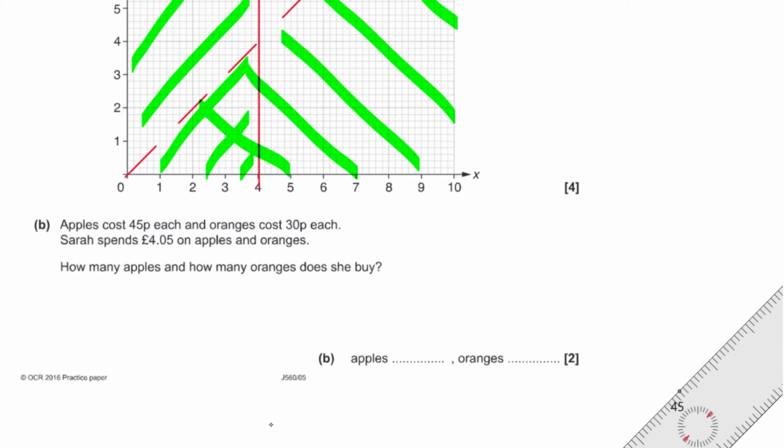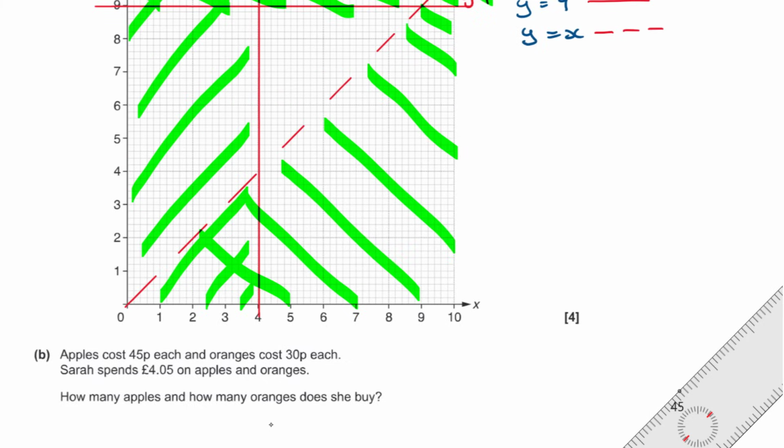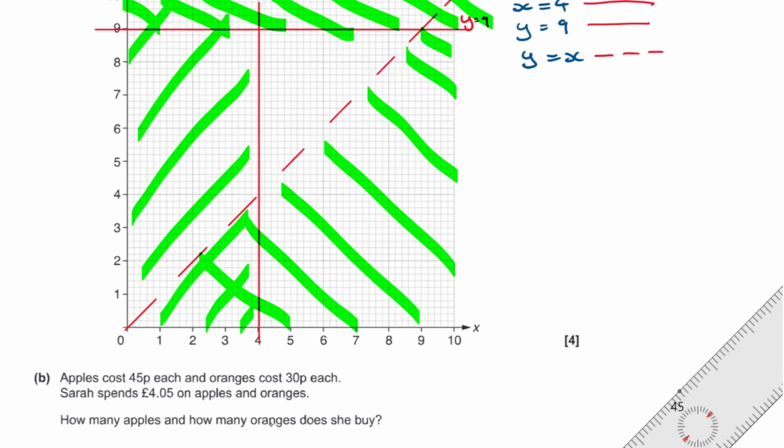Apples cost 45p each and oranges cost 30p each. Sarah spends £4.5 on apples and oranges. How many apples and how many oranges does she buy? Now presumably these are the same apples and oranges. It's still Sarah, so I'm assuming all the other conditions must apply. Okay, so all the possible values are going to be all the possible whole number pairs that are still in my range. So like that point there is a possibility, and so on. Okay, so it has to be a solution that lies within this range, otherwise it's not going to work.